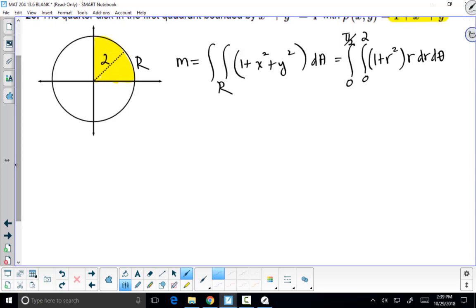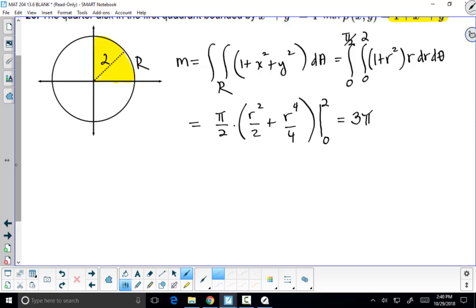So let's go ahead and distribute the r and integrate in the same step. Can we collapse the theta interval? Yes, let's collapse that. So r times 1 is r. Integrate that, we get r squared over 2. R times r squared is r cubed. We get r to the 4th over 4. Plugging in 2, we get 4 over 2, which is 2, plus 4, which is 6. So I think we get 3 pi. Nice. Does that look right? Okay, we'll go with that. That's our mass, 3 pi.